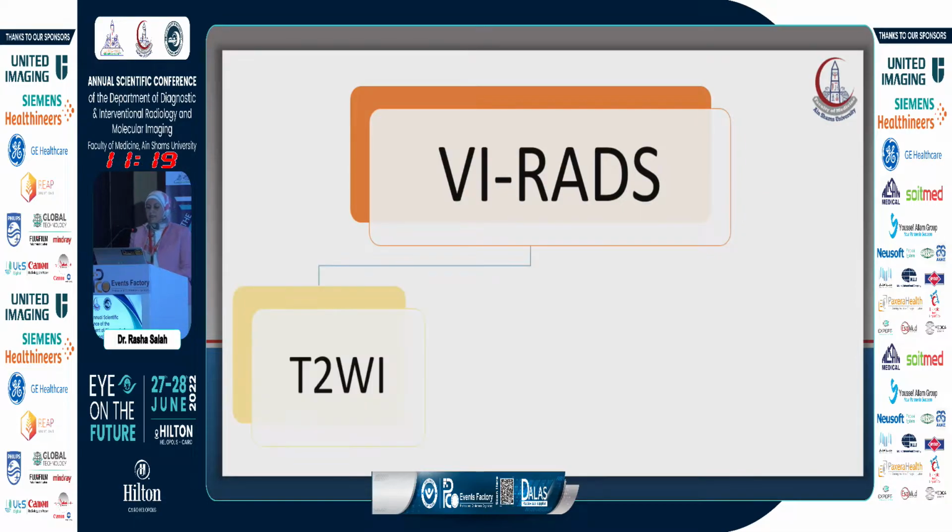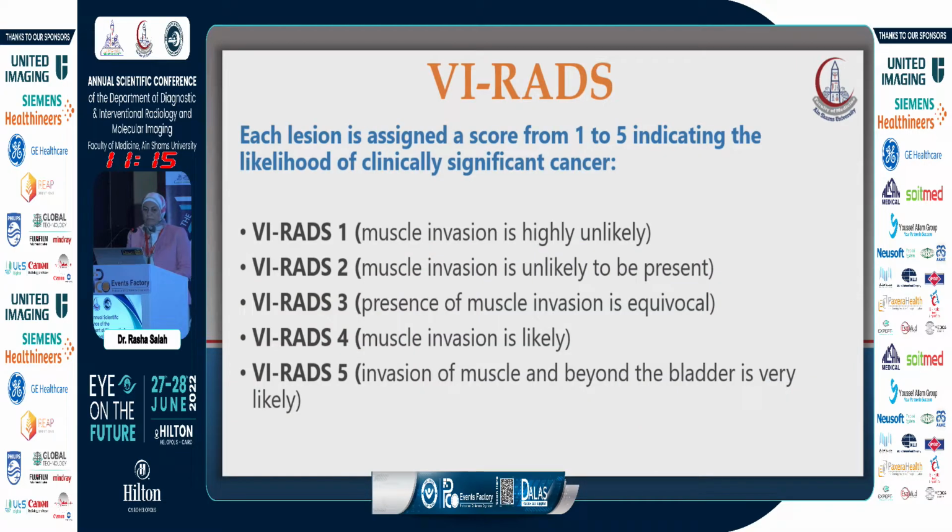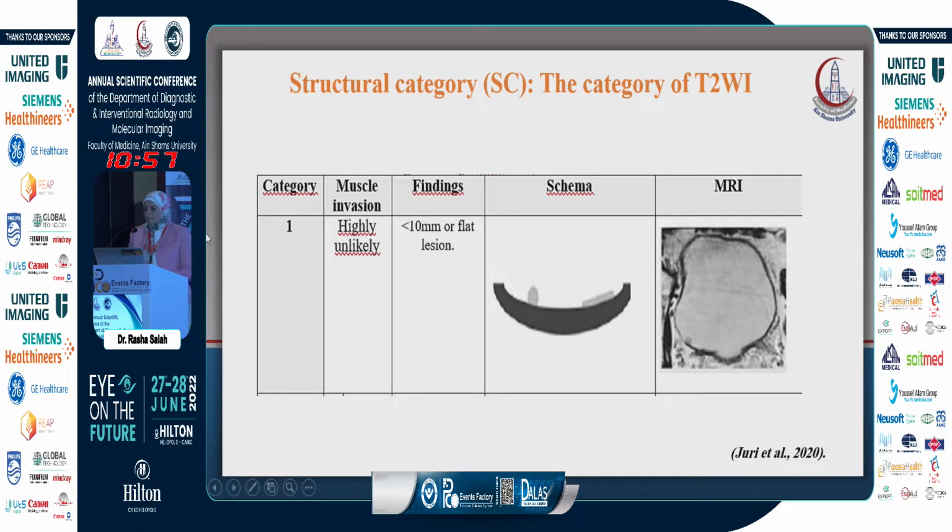Let's see the VI-RADS. We use the T2 weighted image, diffusion, and DCE. And we give a score from 1 to 5 depending on the likelihood of the presence of muscle invasion. The VI-RADS 1, there is less likely muscle invasive disease, while VI-RADS 5 there is a high likelihood of muscle invasive disease. Let's see how we can assess this. Every parameter we use in the VI-RADS, we give it a score. So let's talk about the T2, and we call it the structural category.